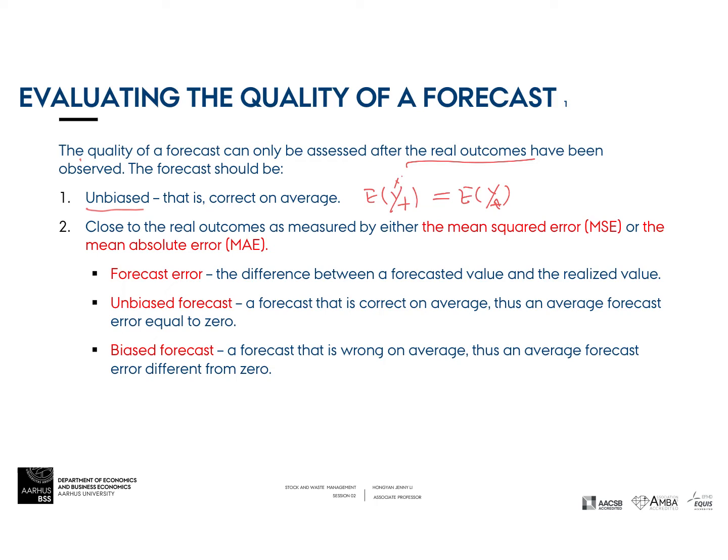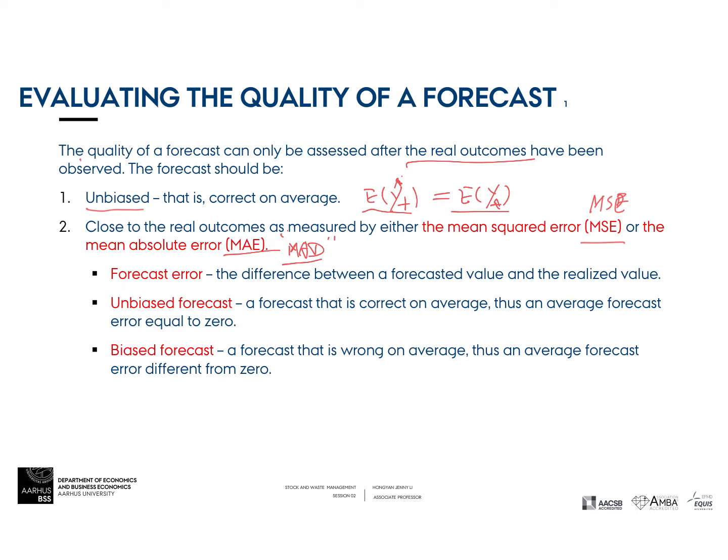And this hat means this is a forecast or estimated value, and Y_t is the real outcome. So here we basically compare the averages. And the second criterion is called close to the real outcomes, as measured by either the mean squared error or the mean absolute error. So this is called MSE or MAE. Sometimes it's called MSD and MAD. That's just the same meaning with a different name. So MAE is mean absolute error, MAD is mean absolute deviation.